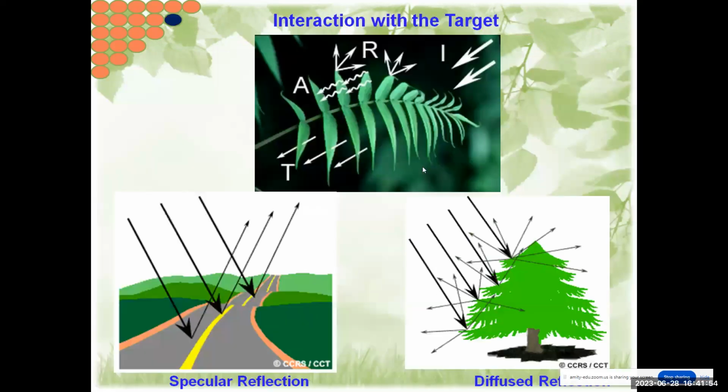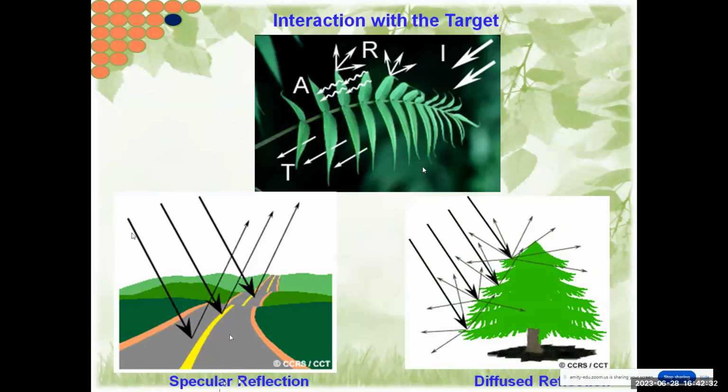Now the second one is the interaction on the earth surface. On the earth surface there are a large number of targets like trees, rocks, rivers, settlements, etc. In the interaction with the target, there are also two types of reflection: the first is specular reflection and the second is diffuse reflection. When the earth surface is very flat or smooth, there is specular reflection, and in diffuse reflection there is a rough surface like a tree.